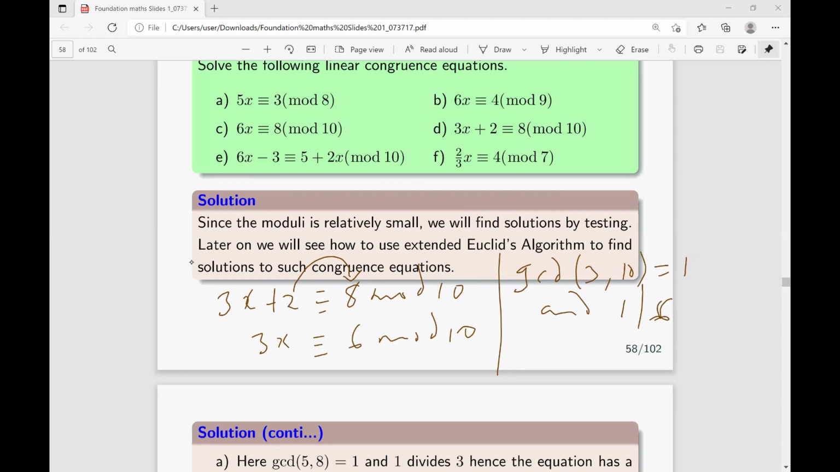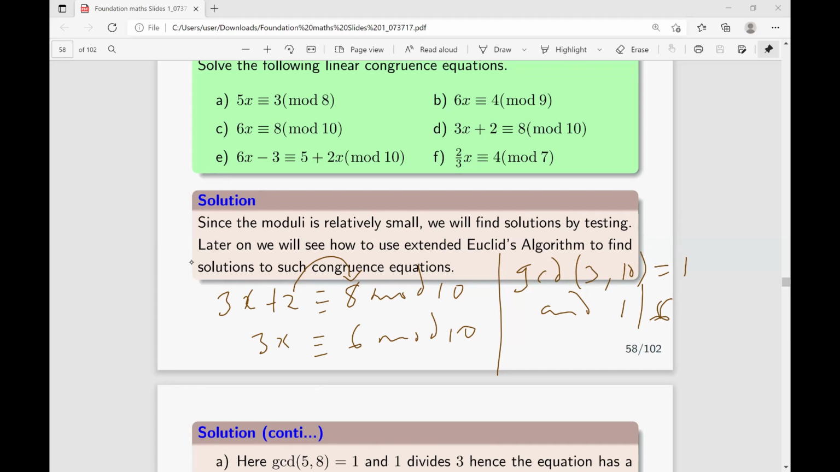So here we're looking for the GCD of 3 and 10. Yes, 3 and 10, because when the 2 crossed to the other side, we got 6, because it becomes minus. Is that okay?